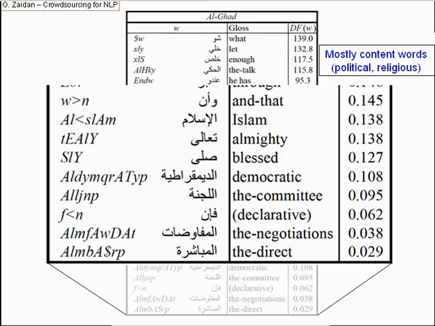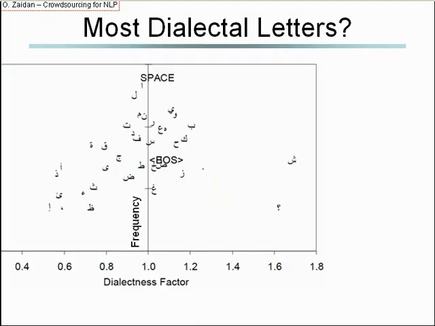So people seem to revert to MSA when they want to discuss serious topics like politics or religion. Now, what if we do the same kind of analysis on letters? What if we try to identify the most dialectal letters, whatever that means?